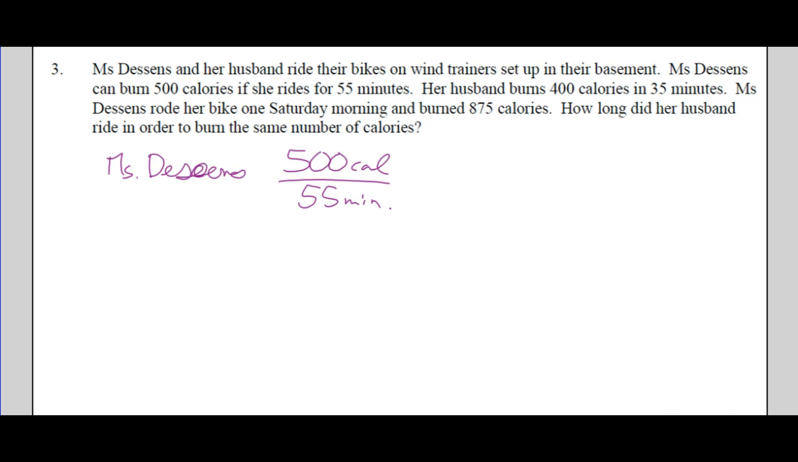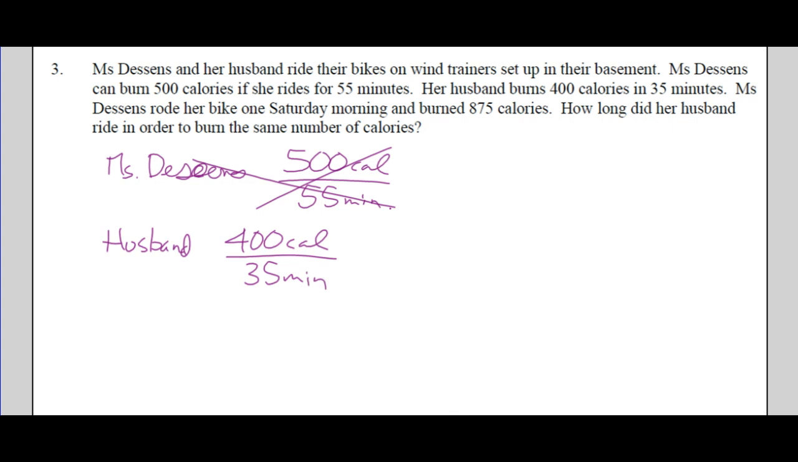9.09090991. Wait a sec, do we even need this number? No. Not really. We don't need this. It was a good start, but we don't need it. Okay, what do we need? We need the husband's rate. Okay, so husband burns what? 400 calories in 35 minutes.